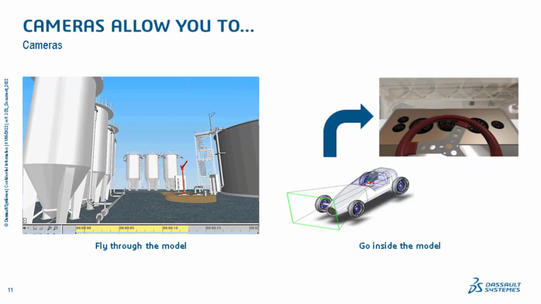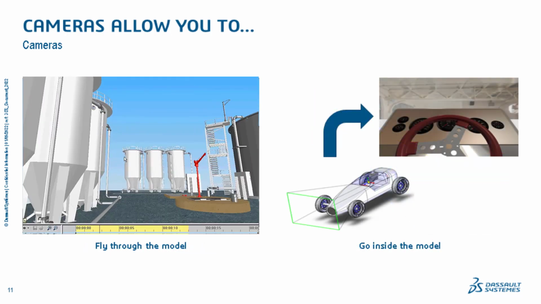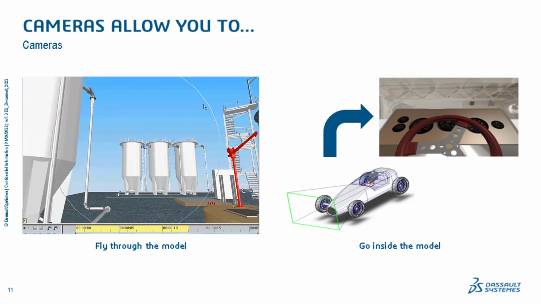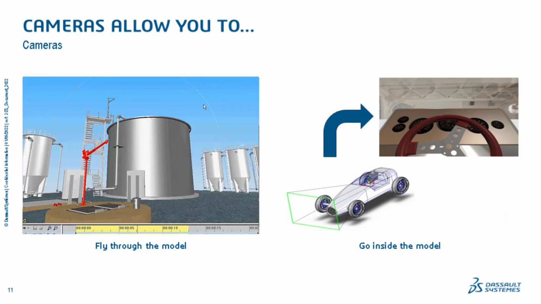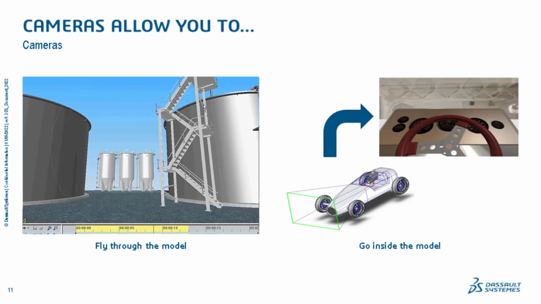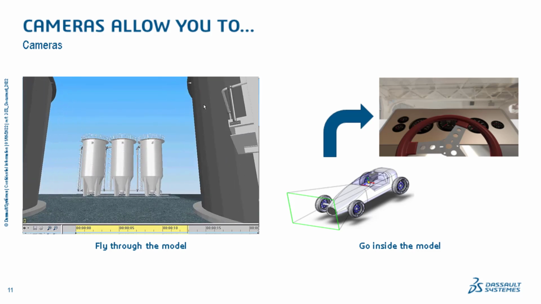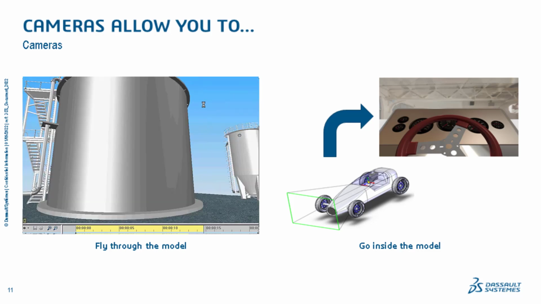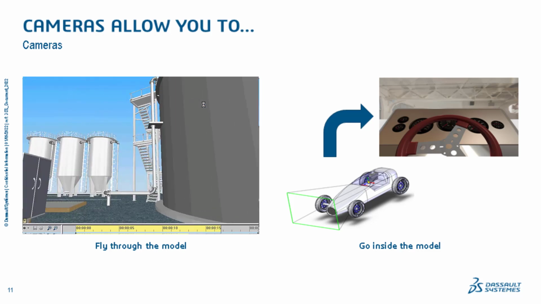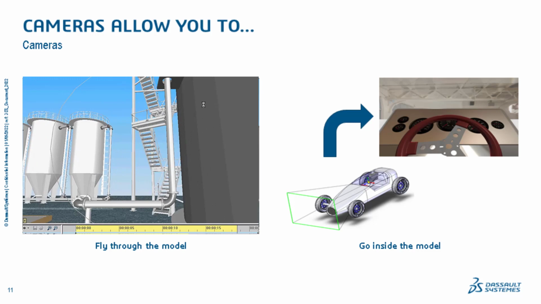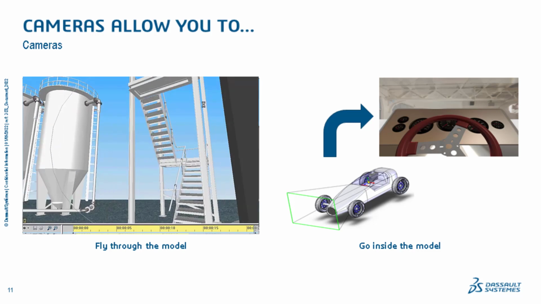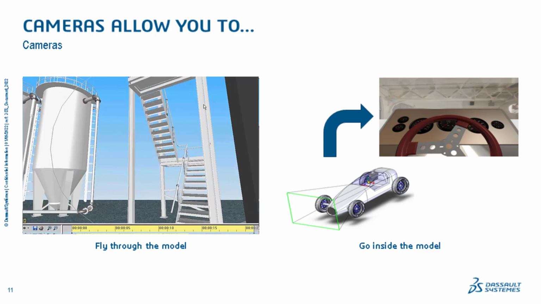Cameras also allow you to fly through the model. So if you have modeled a house, if you're just zooming in without a camera, you never actually go inside the house. But with the camera, because the camera knows its position relative to the origin of the model at all times, a camera allows you to fly through the model as we're seeing here on the left, or actually go inside a model as we're seeing here on the right.